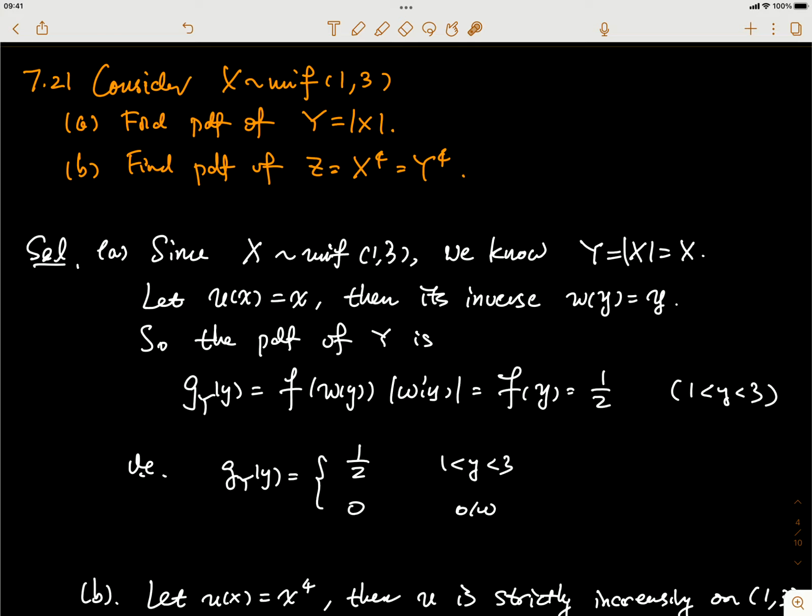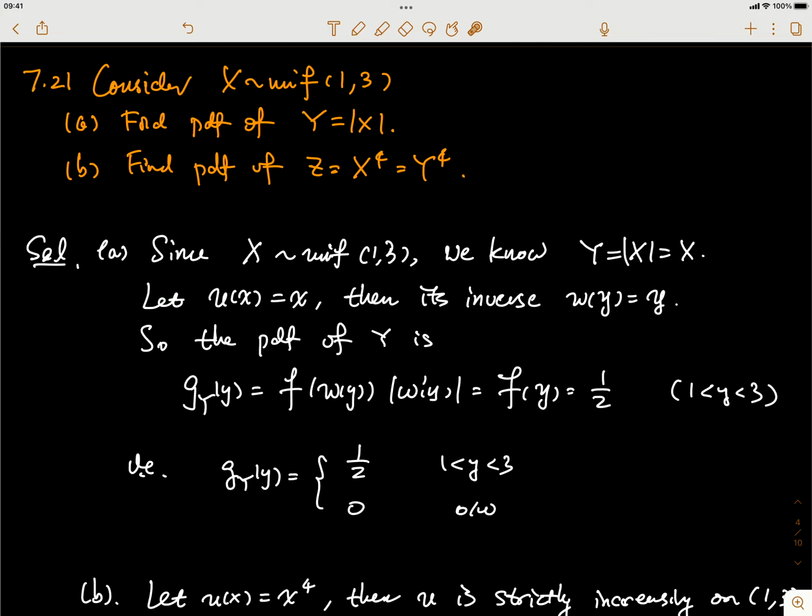Problem 7.21. Consider a uniform random variable x. It's uniform between 1 and 3. So the probability density function should be 1/2, because the interval has a length of 2. And now the first question is to find the PDF of y, that's the absolute value of x.